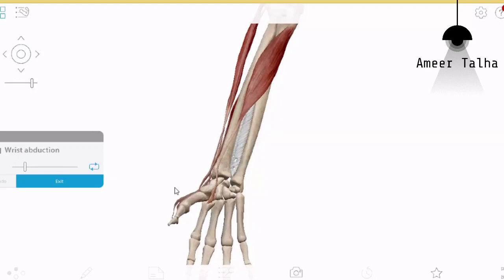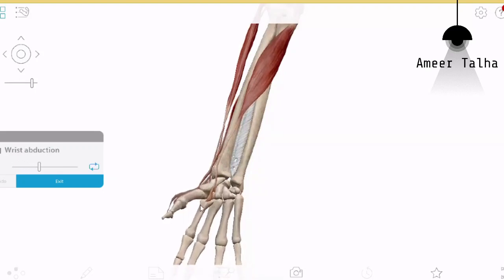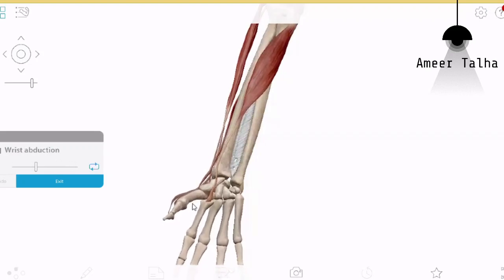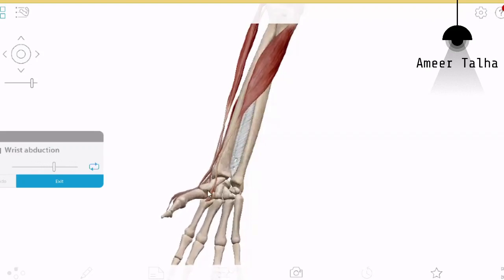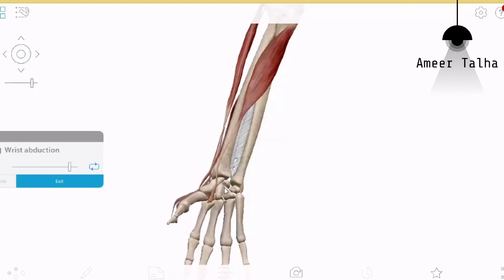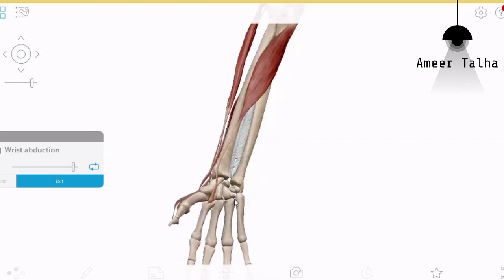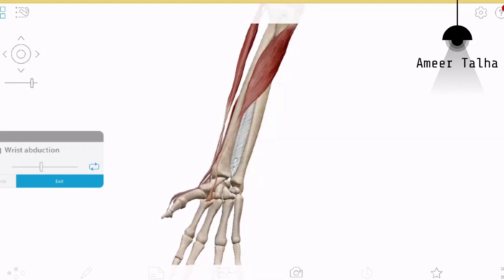The outward movement is the abduction and the medial movement would be the adduction. You can see that adduction is more in range as compared to the abduction because the styloid processes of radius and ulna are not at the same level, which limits the abduction and allows more range of movement in the adduction movement.